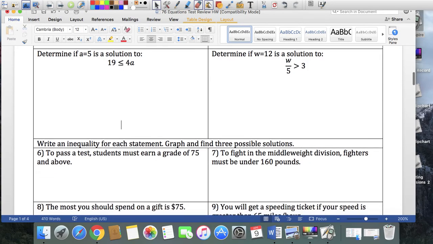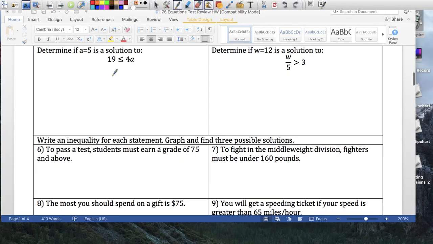Determine if a equals 5 is a solution. Well, let's substitute. 4 times 5 is 20, 19 less than or equal to 20? Yes. This one, 5 is definitely one of the solutions.